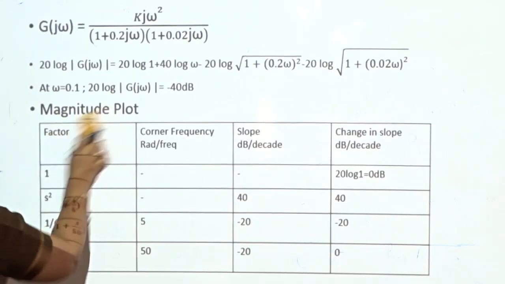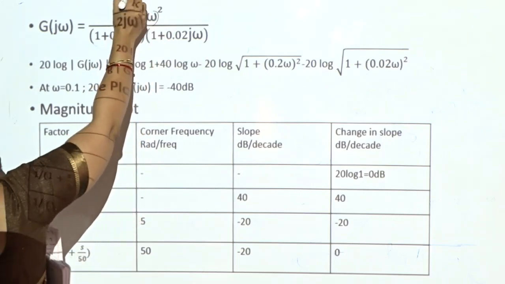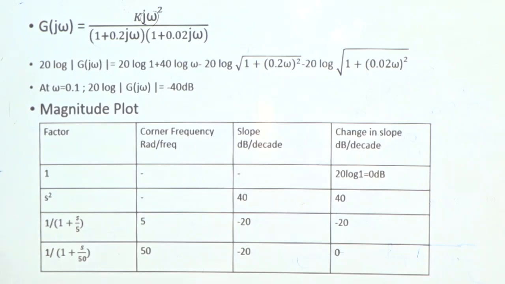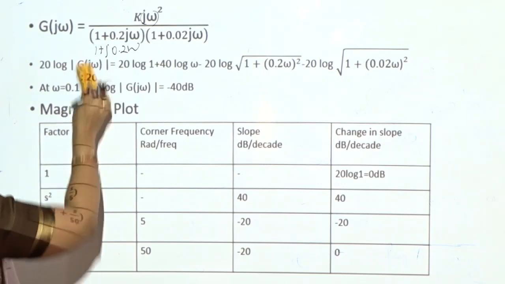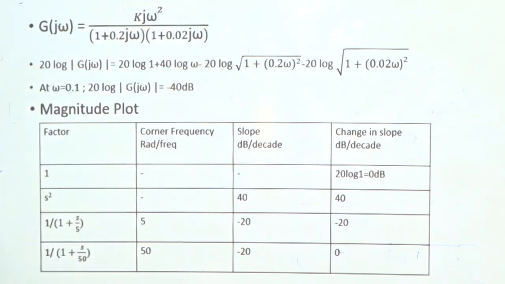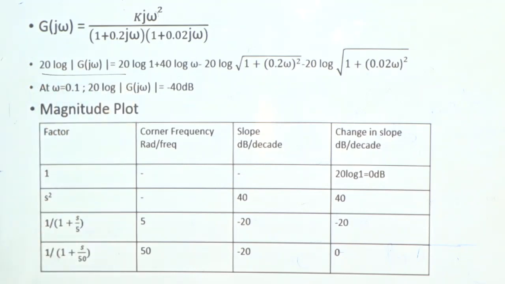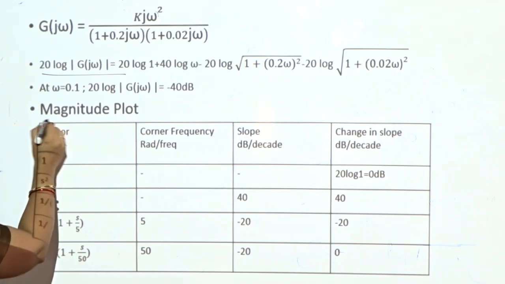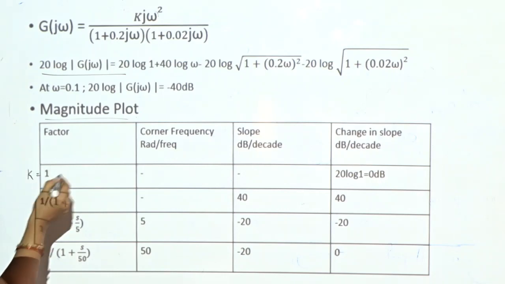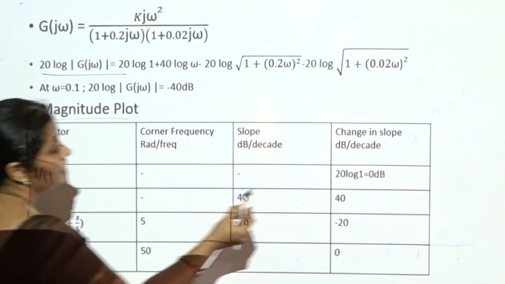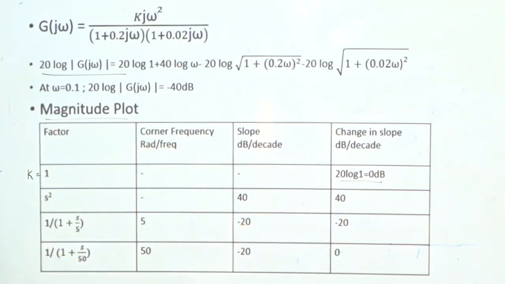Now, when we substitute s equal to j omega, we get k into (j omega) square, since s square is nothing but (j omega) square, divided by the terms 1 plus j 0.2 omega and 1 plus 0.02 j omega. This is the equation from which we get the magnitude. Now let us draw the magnitude plot table for this. Assuming k to be equal to 1, the magnitude of that is 20 log 1, which will be 0.